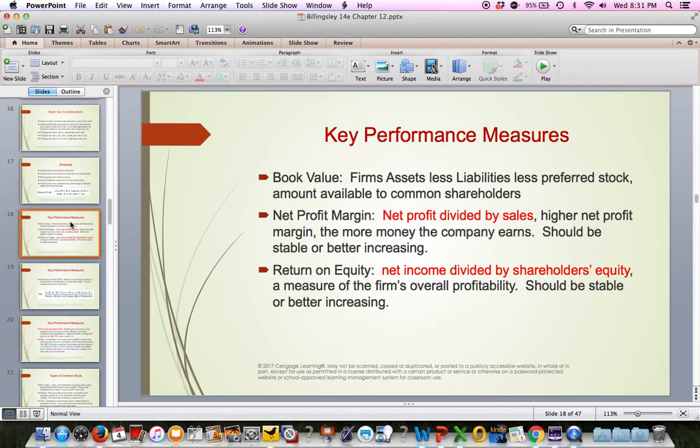Net profit margin is simply profits divided by sales. Basically telling you what percent of sales turn into a dollar profit. The return on equity is taking your net income and dividing that by shareholders' equity. So those items that you see here literally are coming from the financial statements of a company. The income statement and the balance sheet and the statement of equity all go into calculating these ratios.